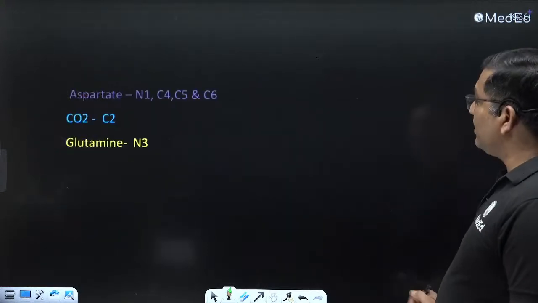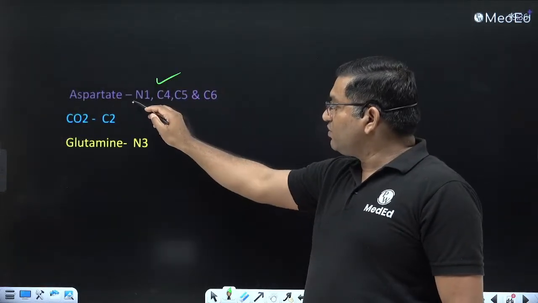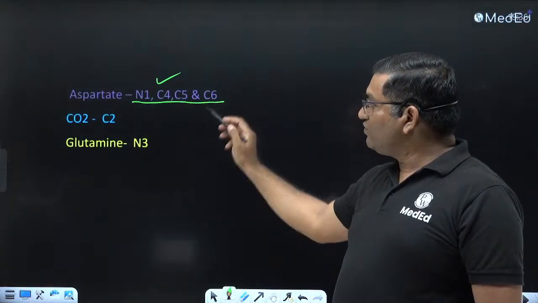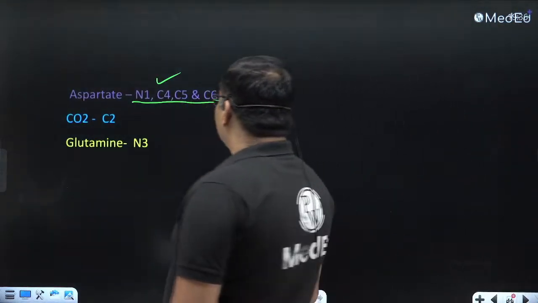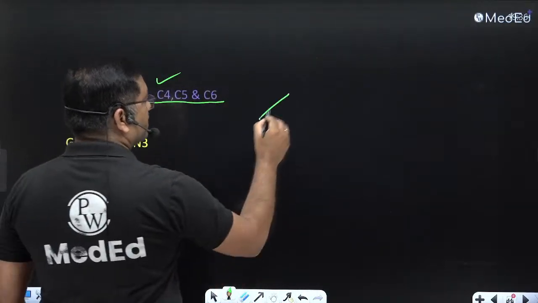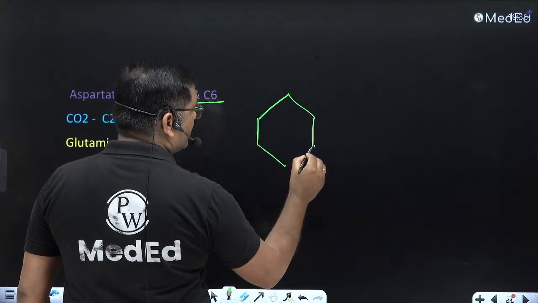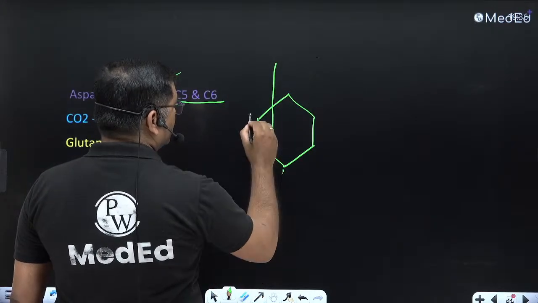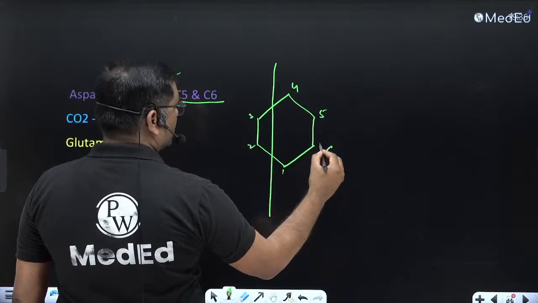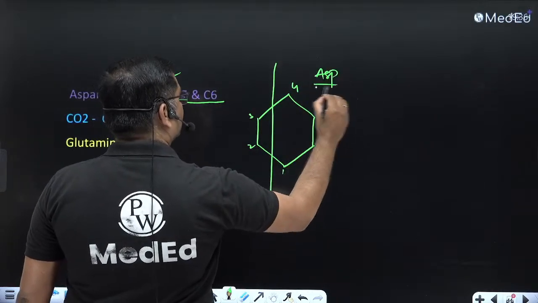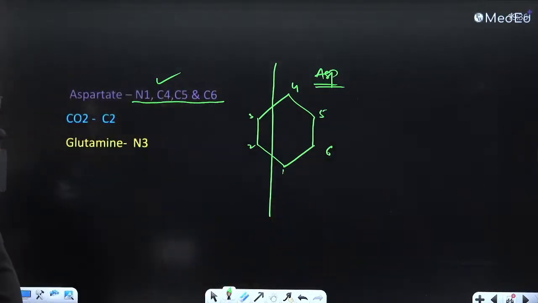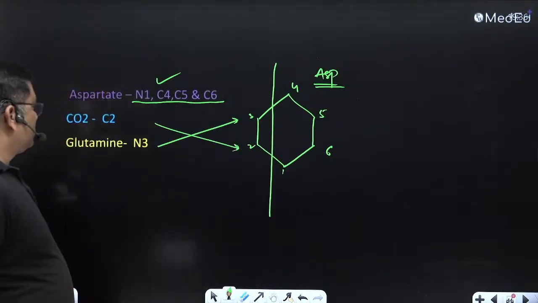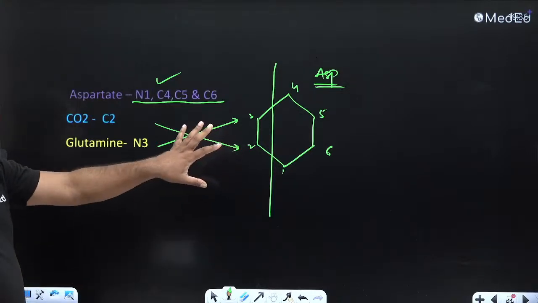And in case of pyrimidine, the maximum is given by aspartate: N1, C4, C5, C6 are given by aspartate. Okay, now see, this is the pyrimidine ring. So the entire portion on this side, 1 2 3 4 5 6, is given by aspartate. N3 is from glutamine and C2 is from CO2 in case of the pyrimidine ring.